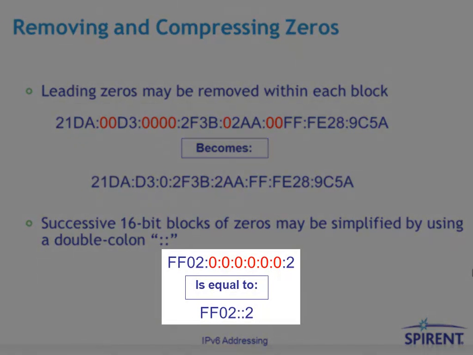Also, successive 16-bit blocks of zeros may be simplified or compressed using a double colon. So a long string of bytes that have all zeros, in this case FF02 colon 0 colon 0 colon 0 colon 0 colon 0 colon 0 colon 2, can actually be represented as FF02 colon colon 2.